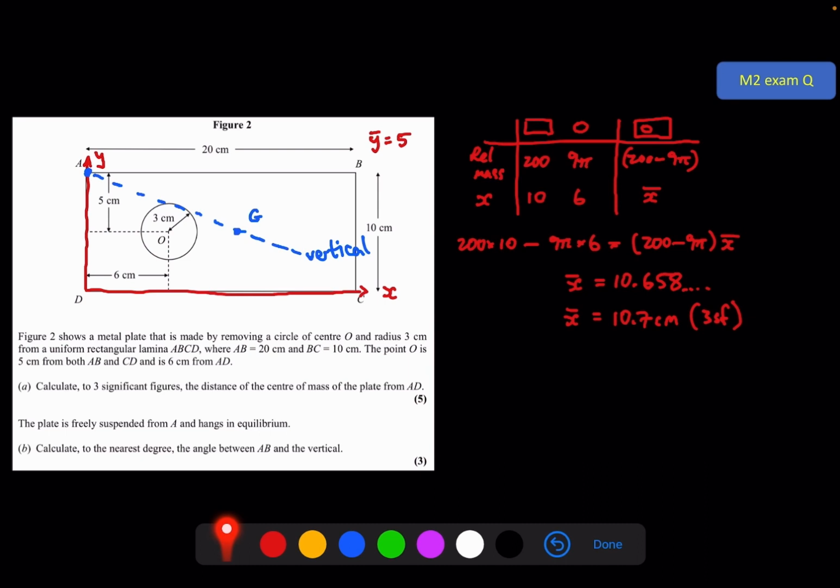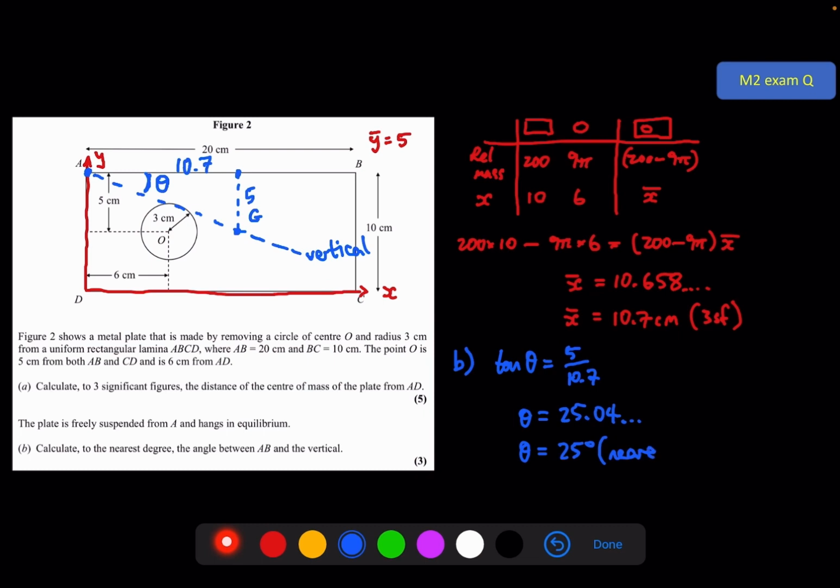Calculate to the nearest degree the angle between AB and the vertical, this angle here. That's not so bad compared to some of the examples we've done. This is 5. The distance along the top from A to this point here is 10.7. So for part B, tan of theta is equal to 5 over 10.7. Theta is equal to 25.04..., so to the nearest degree, 25. And there is our exam question finished.